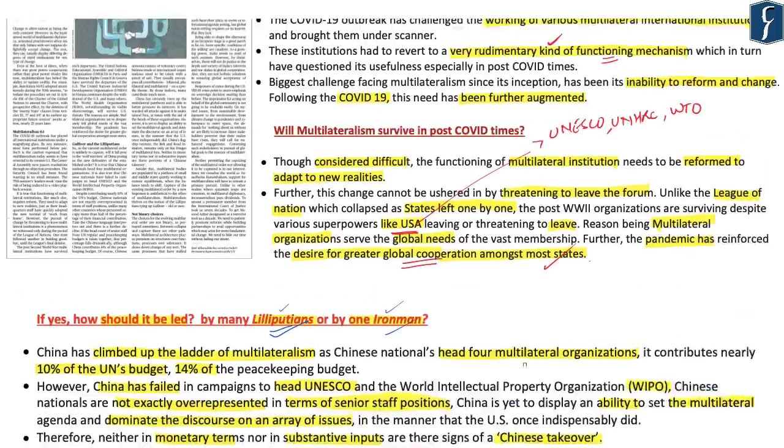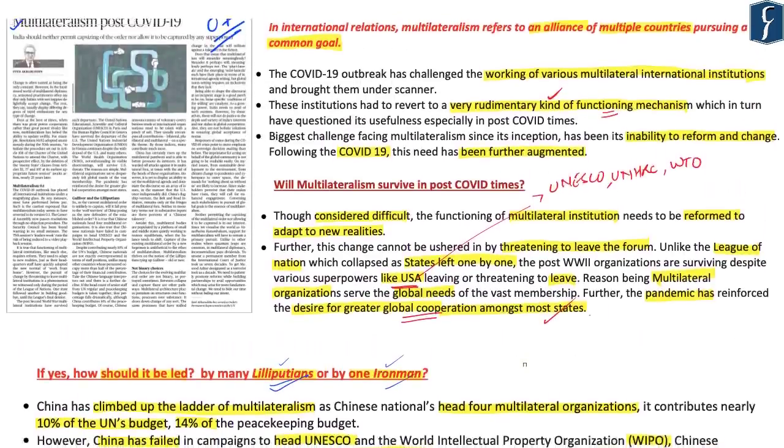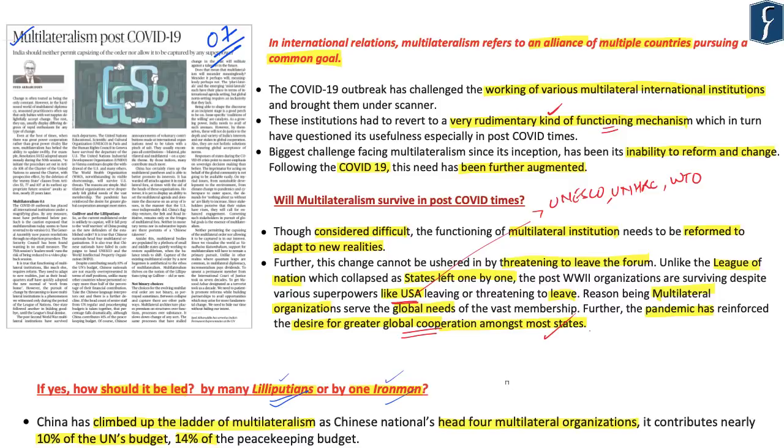So these are a few points related to multilateralism which you can use in your answers if at all a question is asked on this. Now with this, let's take up our next news.